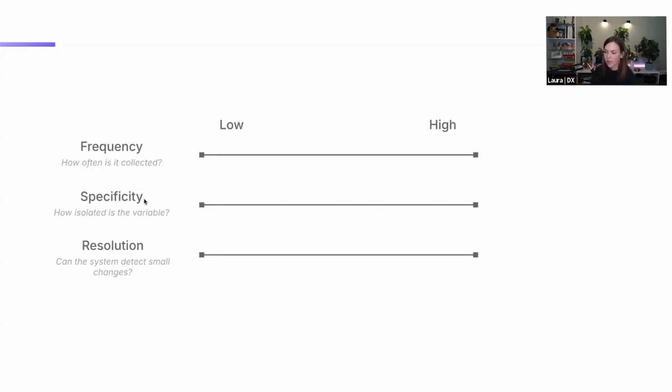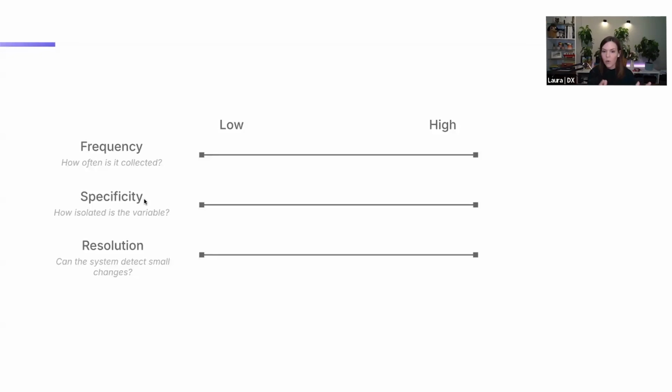If we're thinking about data for improvement on a daily or weekly basis, I think about things like frequency. Is this collected infrequently or very frequently, low or high? Specificity: how isolated is the variable? Am I taking one aggregate measurement of a very complex system, or am I getting really specific about parts of the system? The resolution: can the system of measurement detect smaller changes, or can it only detect shifts of certain orders of magnitude?